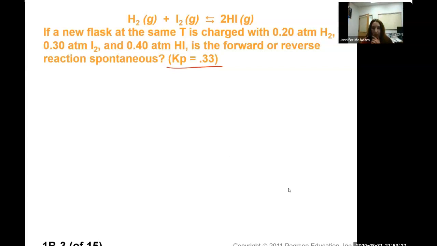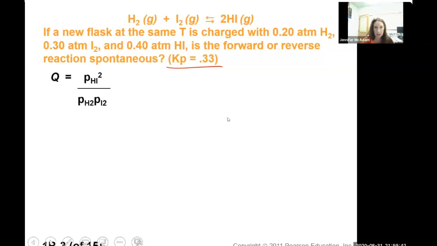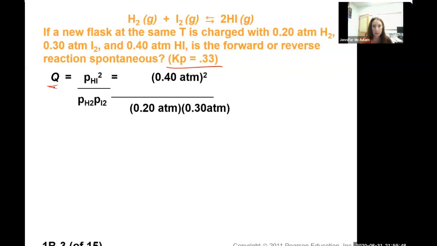Right, so the key here is it's the same flask, same reaction, same temperature, we just changed the concentrations. So we just put those concentrations into our K expression, just like we did before. And now I'm calling it Q because it doesn't say equilibrium, right? So I put it in, we get an answer. The answer is 2.7. So our Q is greater than our K, right?